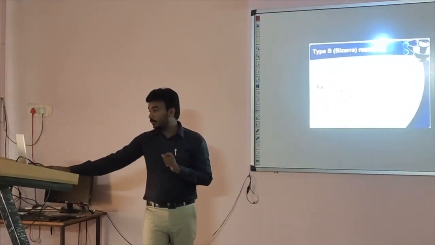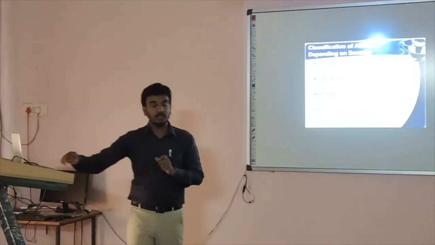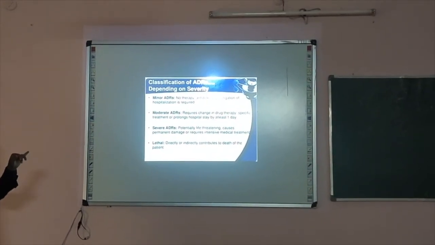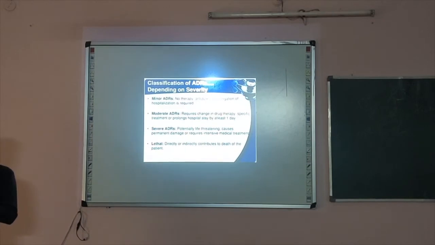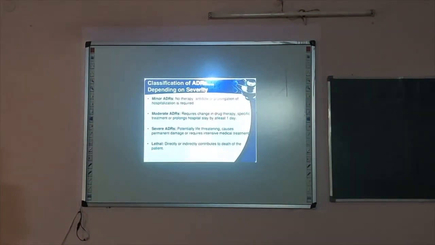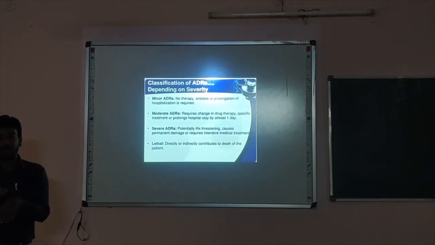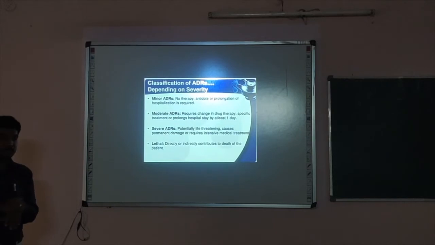And other than this, we have another type of classification of ADRs, which depends upon the severity. The common types of severity-related ADRs are mild, moderate, severe, and lethal. Mild is minor, for example on the first day a small type of rashes. If you take some lotions or ointments, the small rashes can be controlled without any further treatment. That can be considered a minor ADR.